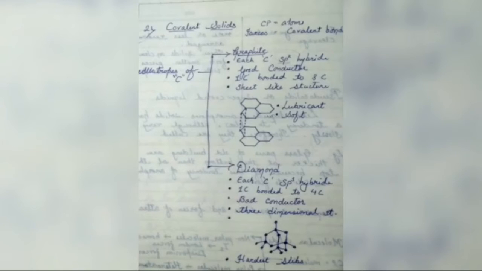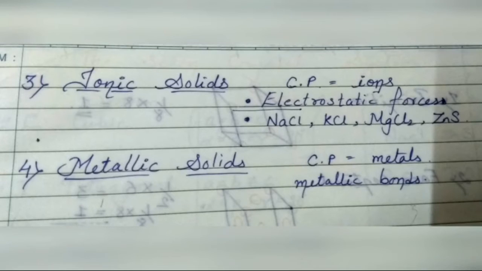Next, we talked about the covalent solids. Dear student, in covalent solids we talk about the allotropes of carbon, in which you have to differentiate between graphite and diamond. We know the arrangement: graphite has plain sheet-like structures, and diamond has a tetrahedral structure. Graphite is sp2 hybridized, whereas diamond is sp3 hybridized. Other points are given over here.